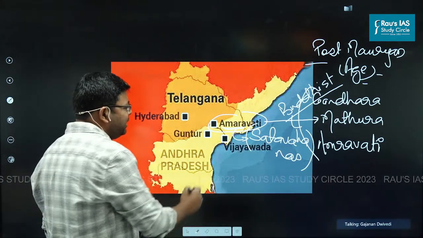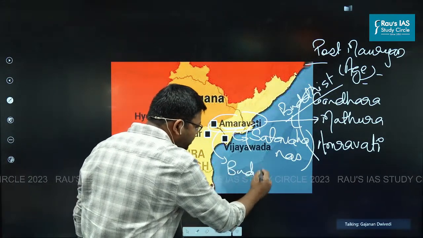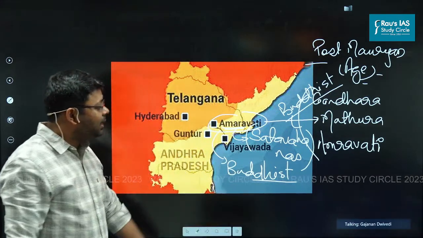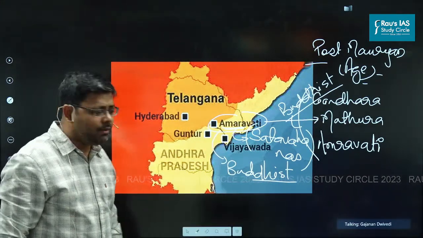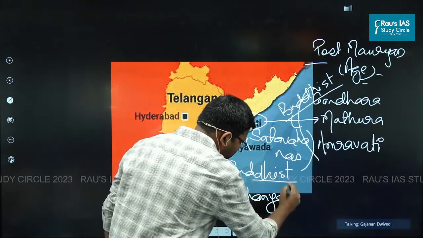So basically, Amaravati in the Andhra area was a very famous Buddhist center. And the ancient name of Amaravati was also Dhanya Kataka.